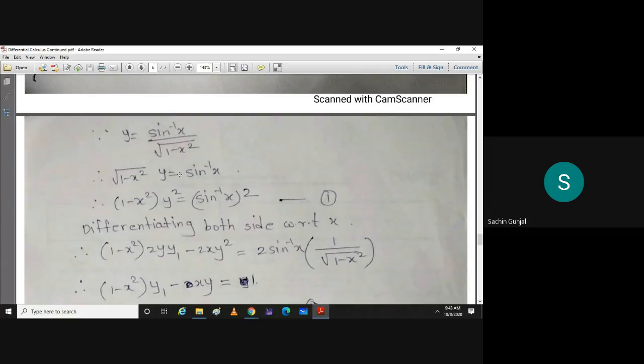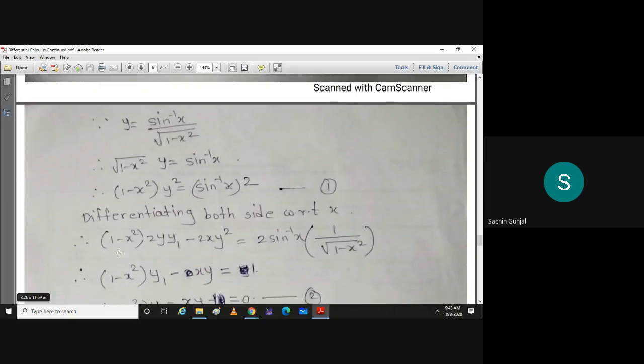This term is nothing but y. Sine inverse x upon under root 1 minus x square is y, so you write that as y. So this step will become 1 minus x square into 2y y1 minus 2x y square equal to 2y. Now you can see that 2y is everywhere, so you can cancel it out. What will remain is 1 minus x square y1 minus x, and y will remain, so minus xy equal to 1.